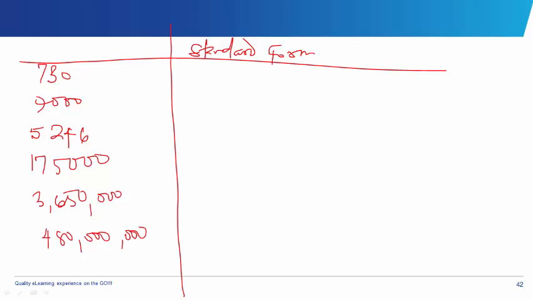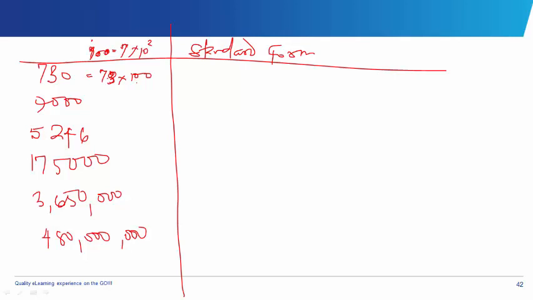Okay, so to express in standard form, let's assume this 730 was 700. We'll just count the number of zeros. But the important thing is to make the number a unit. By unit, I mean less than 10. So 700 will be 7, which is now a unit, times 10 raised to the power 2. So 730 is the same thing as 7.3 times 100.